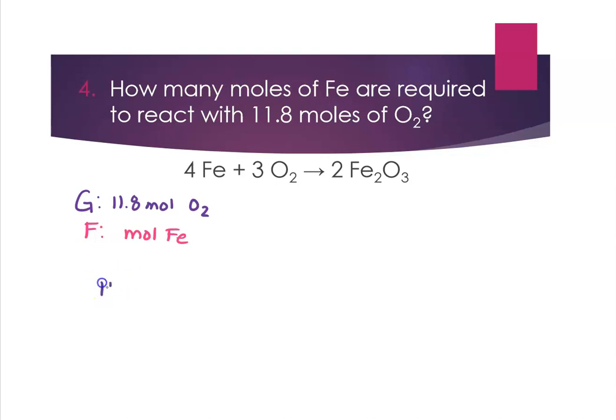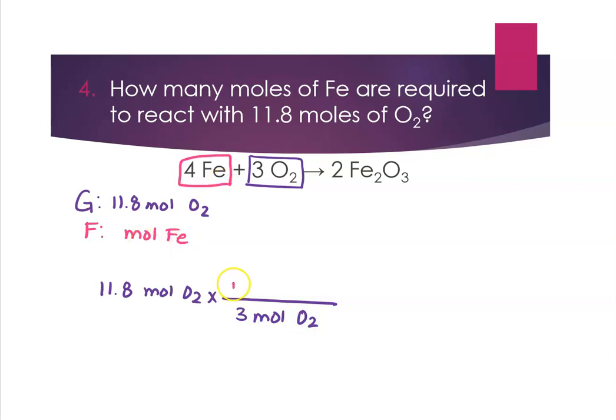All right, so I start with 11.8 moles O2 times, starting with moles of O2, so moles of O2 go in the denominator. There's a 3 in front of my O2, so this would be 3 moles O2. And then I'm solving for moles of Fe, and there's a 4 in front of the Fe, so 4 moles Fe would go on top. All right, so moles O2 cancel with moles O2, and I am left with the unit of moles Fe.